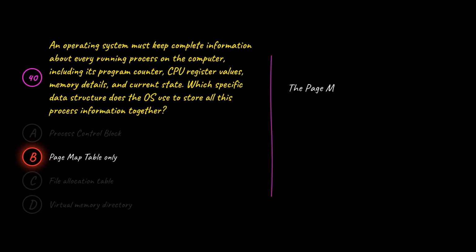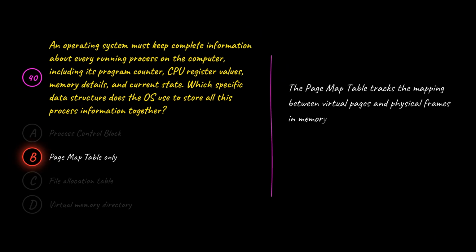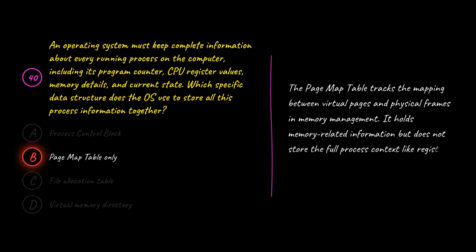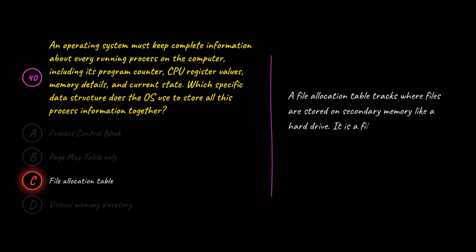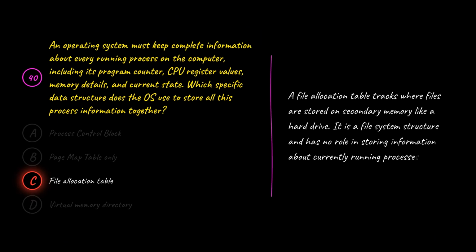B is wrong because the page map table tracks the mapping between virtual pages and physical frames in memory management. It holds memory-related information but does not store the full process context like register values and program counter. C is wrong because a file allocation table tracks where files are stored on secondary memory like a hard drive. It is a file system structure and has no role in storing information about currently running processes here.